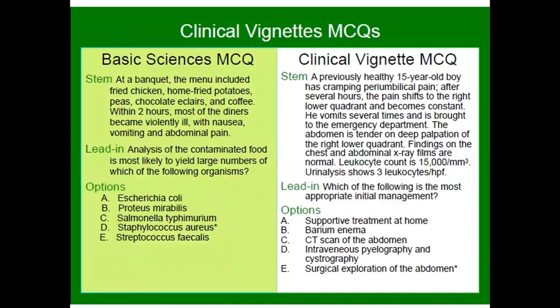These are some examples of clinical vignettes of MCQs from both the basic sciences and the clinical sciences. From the basic sciences, this is the stem, this is the leading question, and then these are the options. Similarly, these are the stems from the clinical sciences. Then the leading question is, which of the following is the most appropriate initial management? And then these are the options, which can be surgical treatment, maybe pyelography and cystography, CT scan, or supportive treatment at home, or a barium enema. So these are the different options, and the student has to select one.